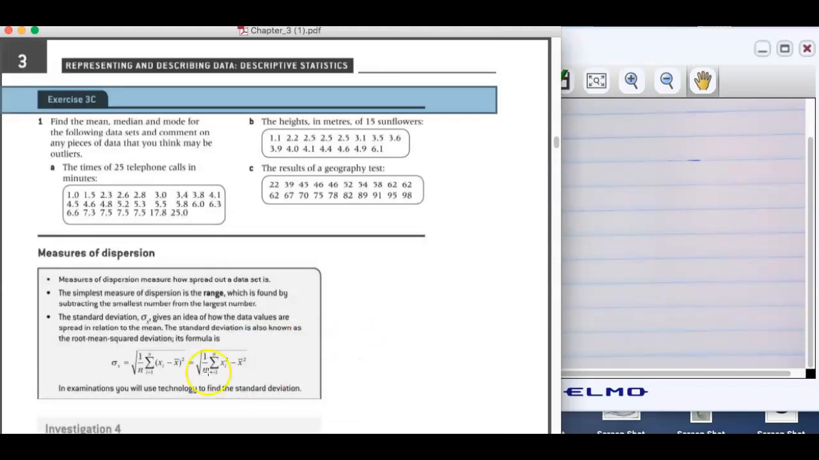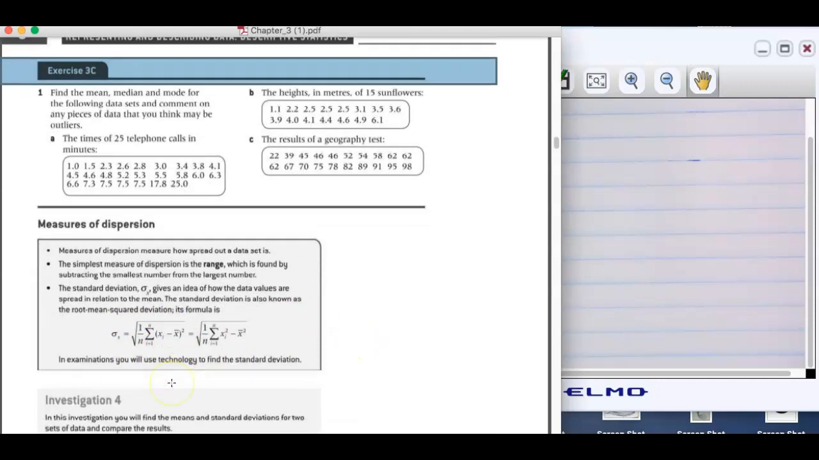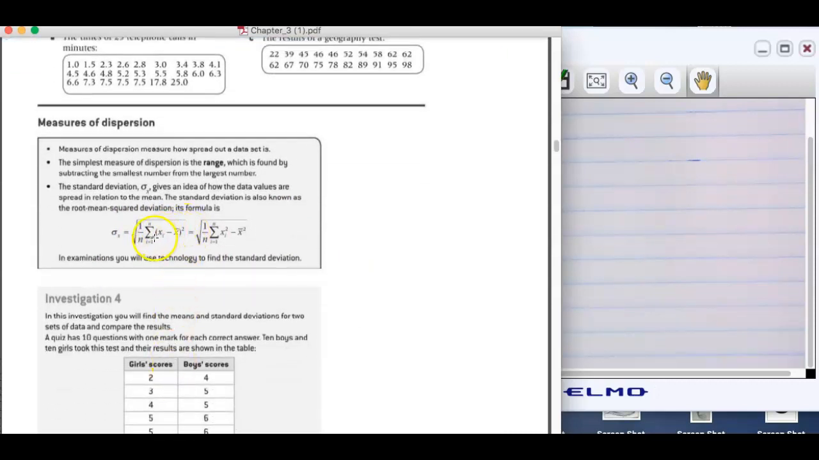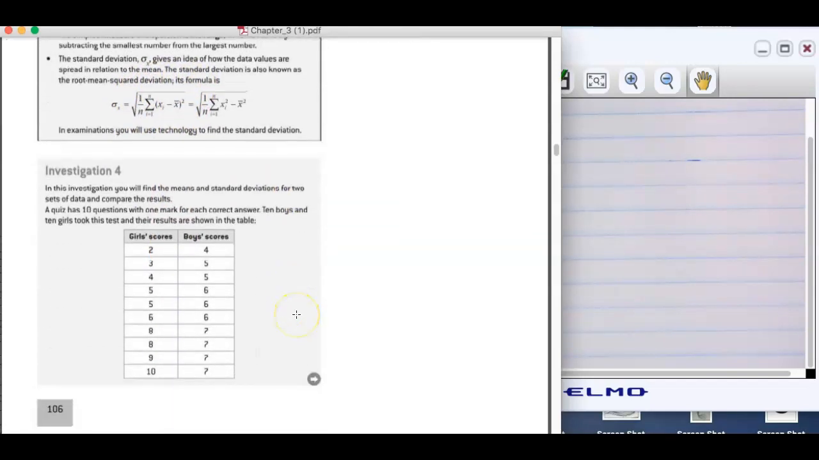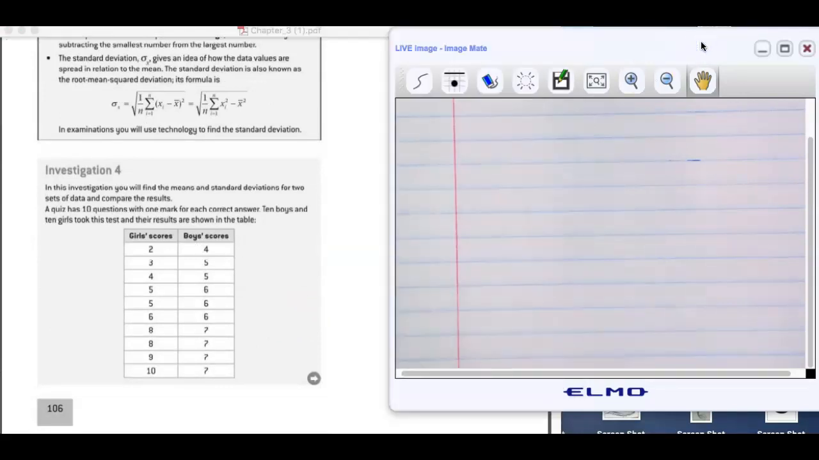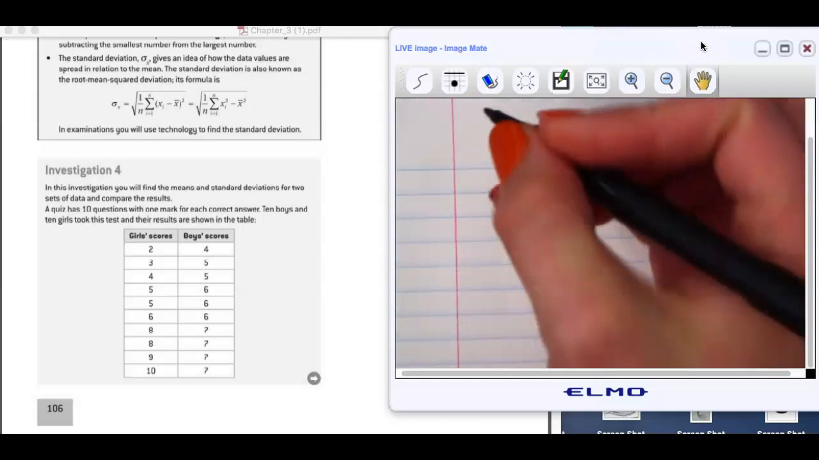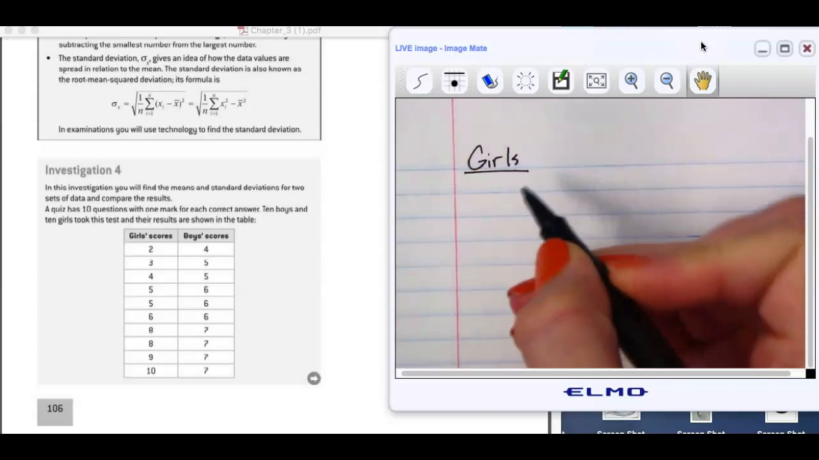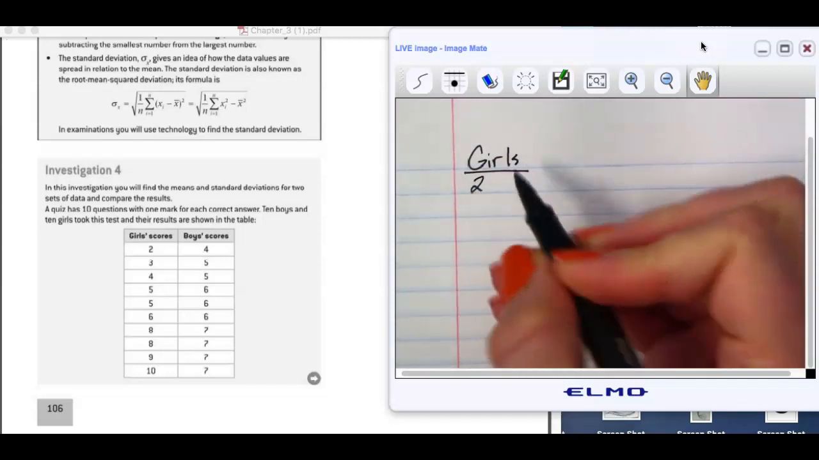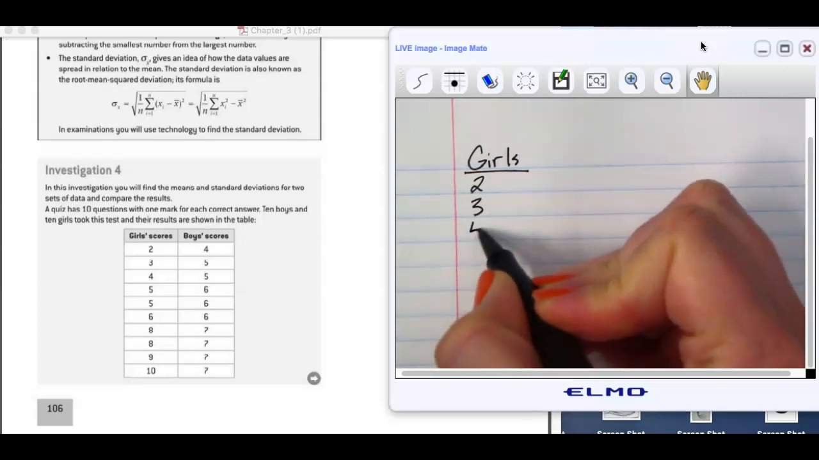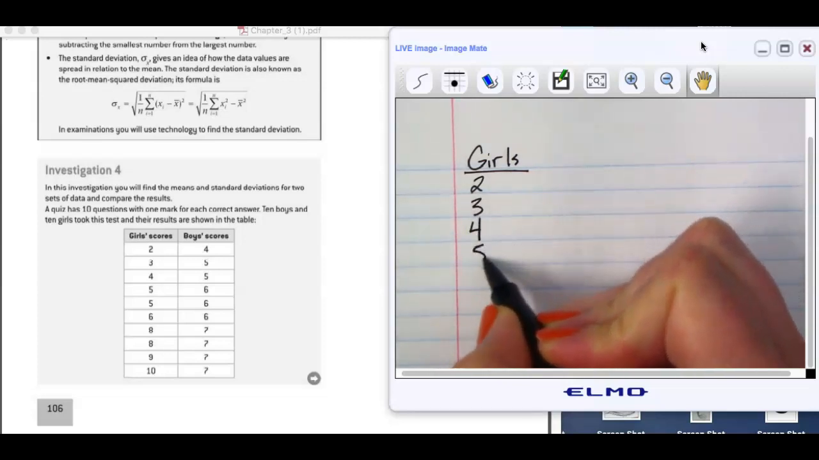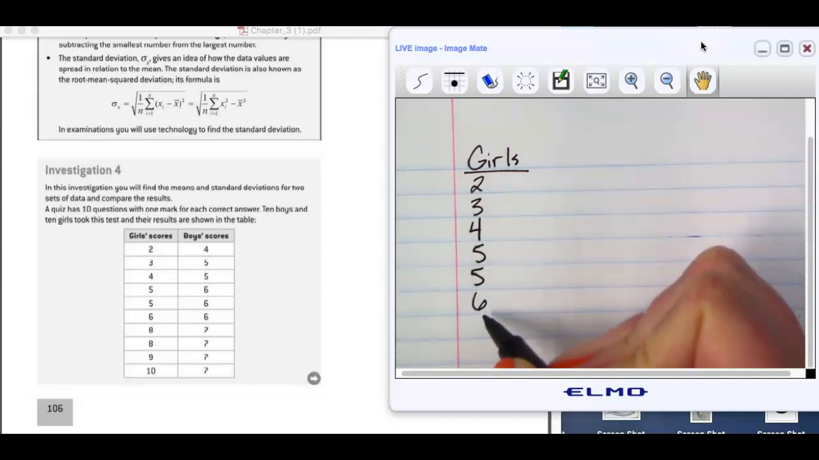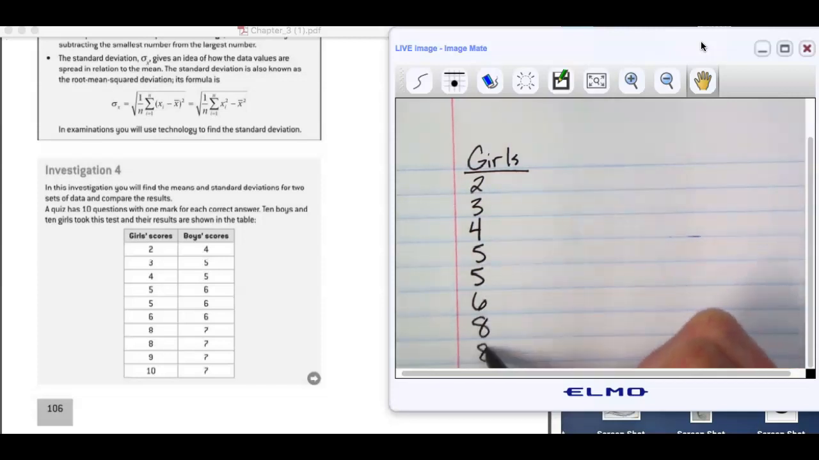So if I go back up here, this is the formula we're filling out, right? X minus the mean squared, find the sum, divide it by the number of terms, and then square root it. So I'll show you kind of what that looks like if we start to do this by hand. So if I do the girls first, we have the girls' scores, which is 2, 3, 4, 5, 5, 6, 8, 8, 9, 10.